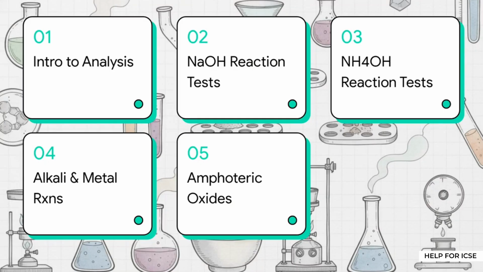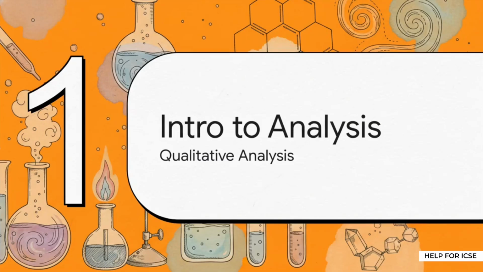Here is what we're covering in this explainer. First, an intro to analytical chemistry. Then, sodium hydroxide reaction tests, followed by ammonium hydroxide tests. After that, alkali reactions with metals. And finally, the magic amphoteric oxides. Let's get to it. Section 1.